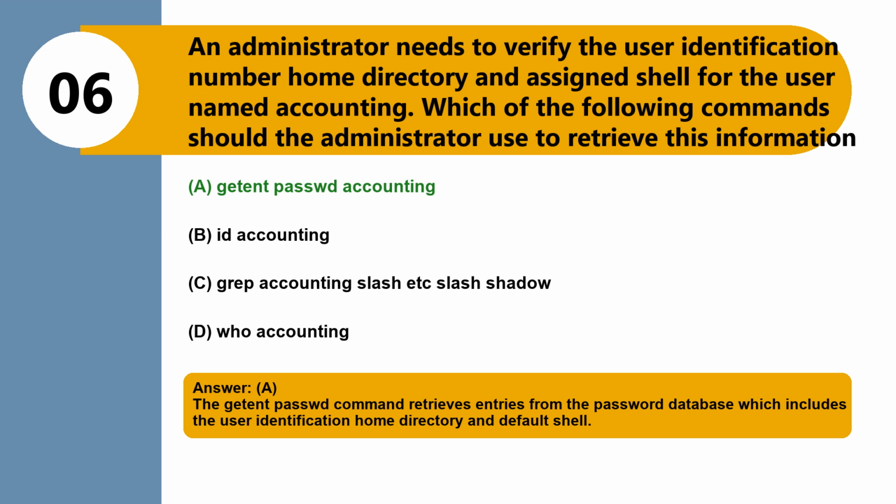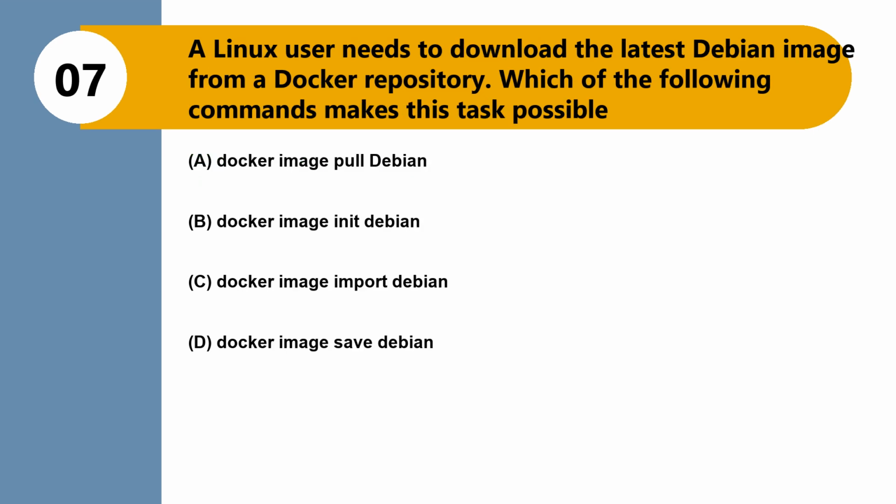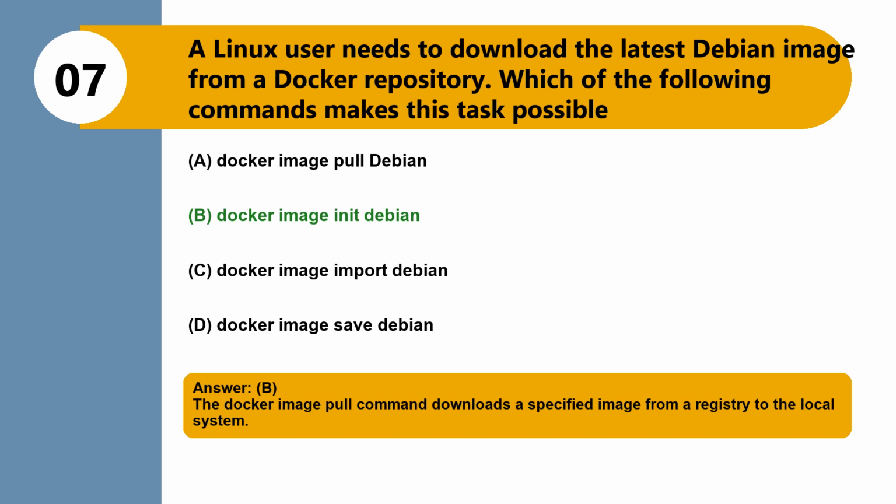Question 7. A Linux user needs to download the latest Debian image from a Docker repository. Which of the following commands makes this task possible? Option A, docker image pull Debian. Option B, docker image init Debian. Option C, docker image import Debian. Option D, docker image save Debian. The correct answer is option B, docker image init Debian. The docker image pull command downloads a specified image from a registry to the local system.